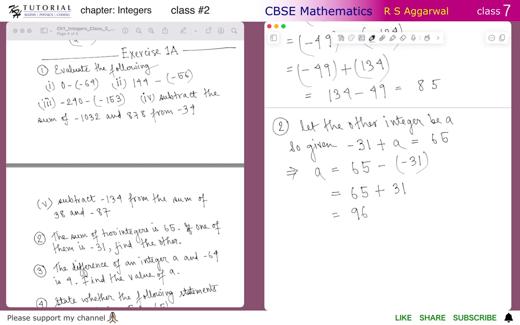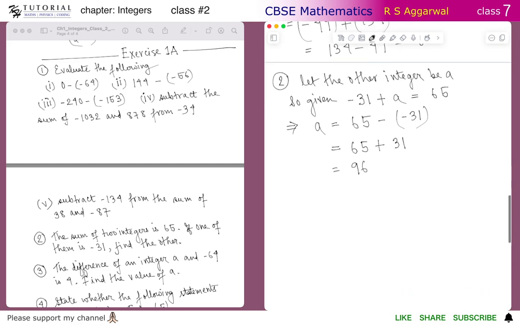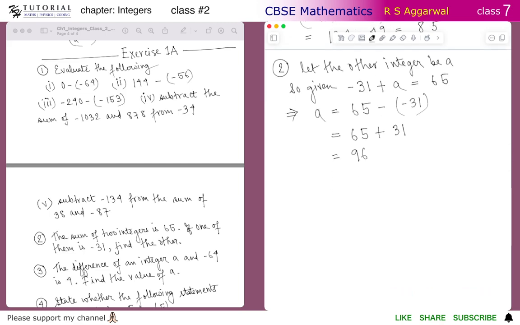A is 96. Now see if you can verify that the answer is correct or not. One number is given as minus 31, and we have found the other number is 96. If you add these, the sum should be equal to 65.